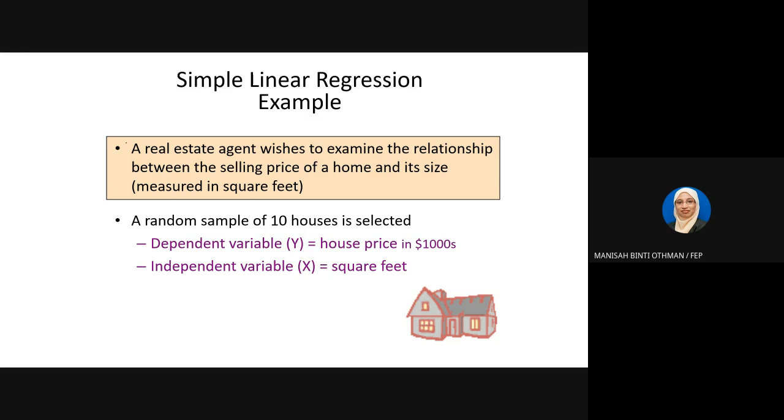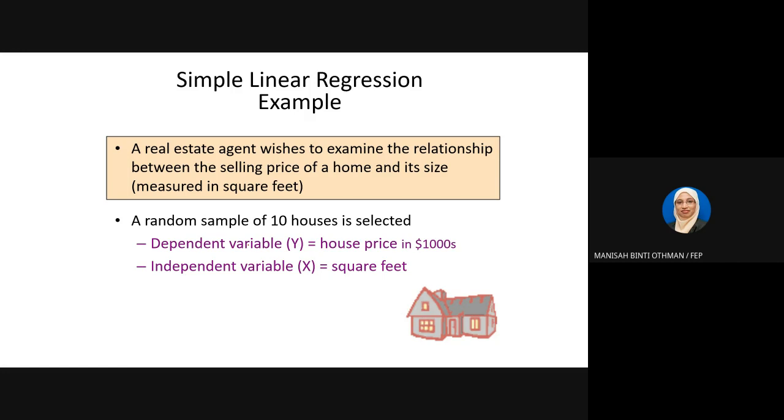Based on the size, to estimate the price based from the size. All right, so price is the dependent variable, and the independent variable is the square feet, the size. So the size is the independent variable and the price is the dependent variable.